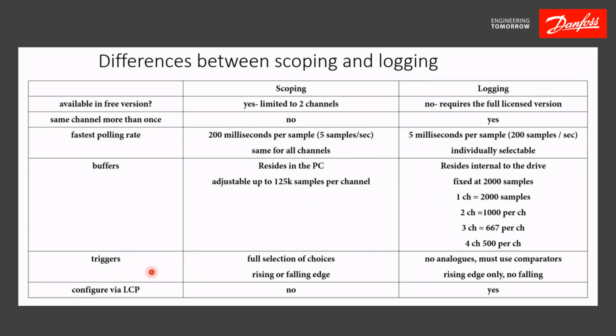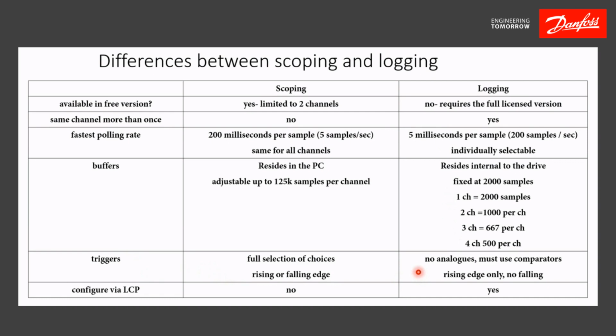There are some differences with triggering. When you're scoping, you've got the full list of all of the parameter set, the 16 group, the data readouts. You can choose anything on that list, and you can select to trigger either on a rising edge or falling edge.